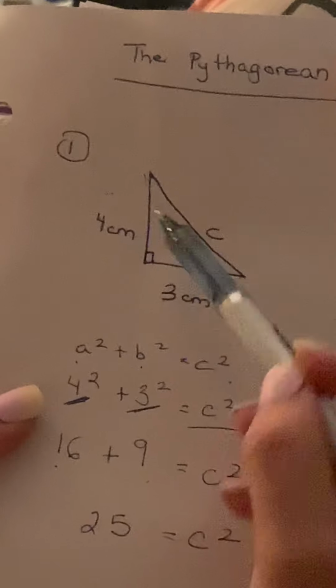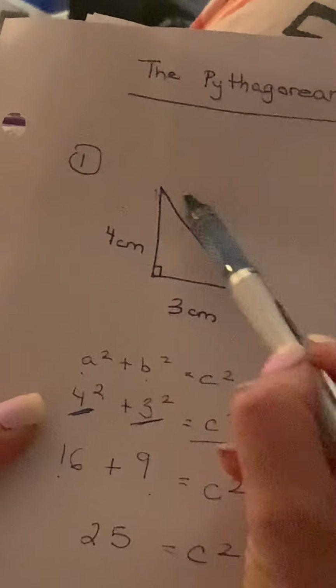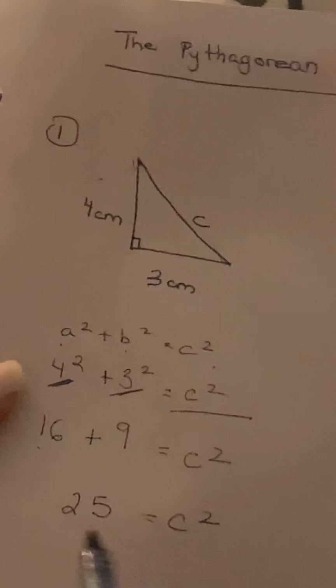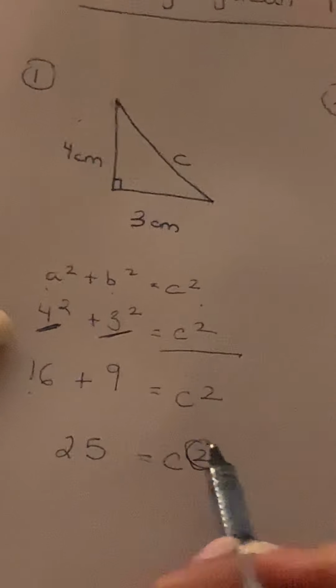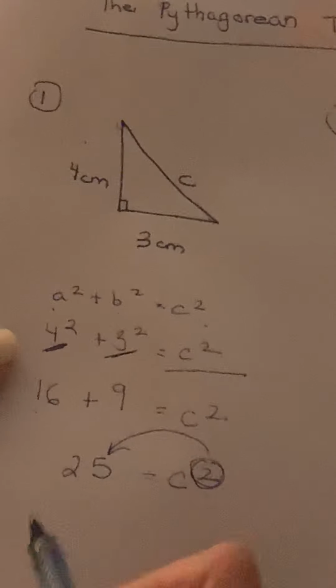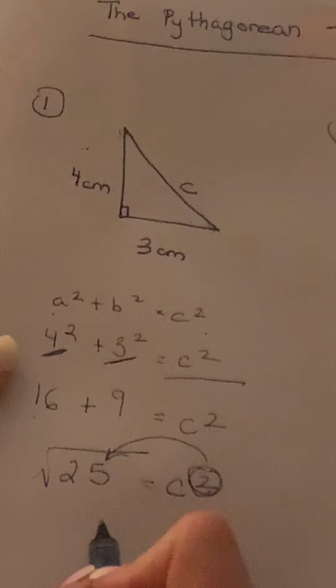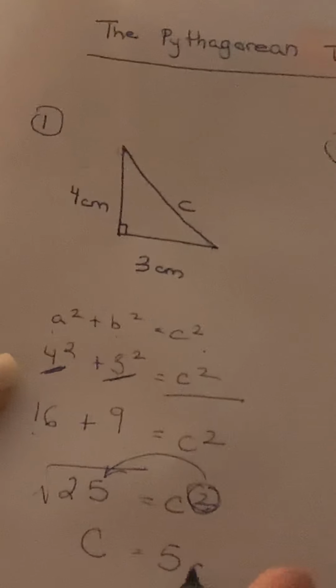Now, it doesn't make sense, right? If this is 4 and this is 3, it doesn't make sense that that would be 25. That would be ludicrous, right? So when we look, that's not what c is. That's what c squared is. So how do we get what c is? We simply change that to the square root. So we got that squared, so it becomes the square root. So therefore, c equals 5 centimeters.